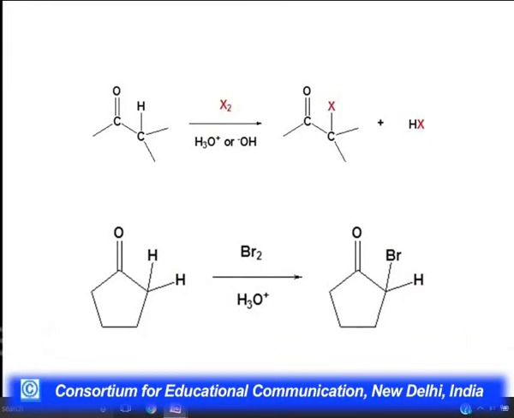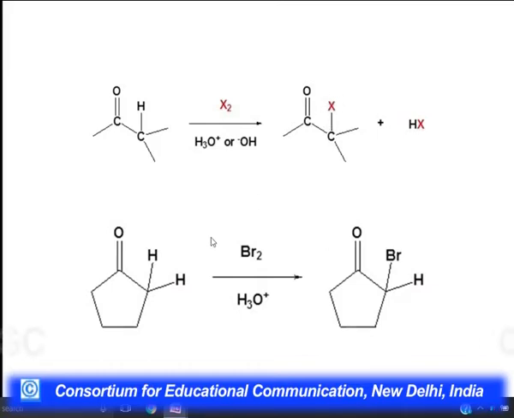So what we observe in these reactions is that whether we do halogenation in presence of an acid or a base, alpha hydrogen is replaced by a halogen atom, resulting in the formation of haloketone. And if we do the reaction in acidic medium, then only one hydrogen is replaced by a halogen.